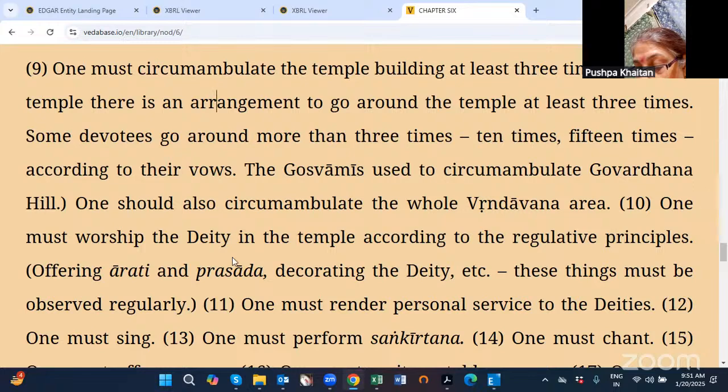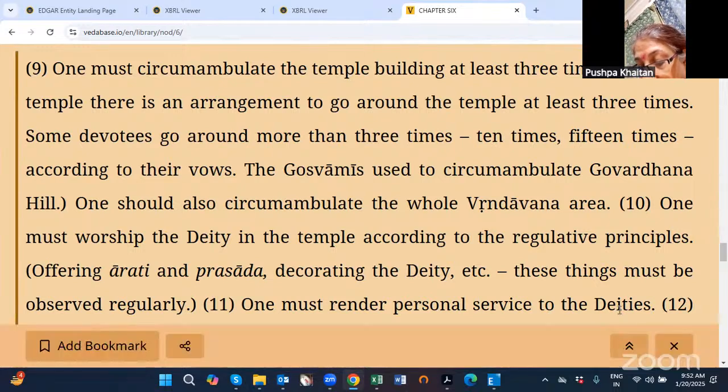One must worship the deity in the temple according to regulative principles, offering arti and prasad, decorating the deity, etc. These things must be observed regularly. One must render personal service to the deities. One must sing, one must perform sankirtana, one must chant, one must offer prayers.